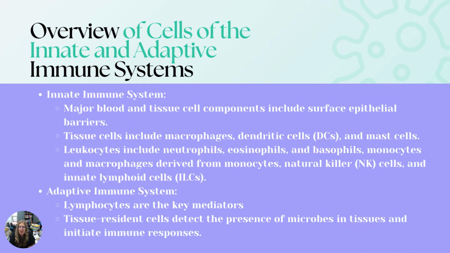So here's where our innate versus adaptive distinction gets a little messier. Our innate immunity is also going to include the physical epithelial barriers, tissue macrophages, dendritic cells, mast cells, granulocytes, monocytes, natural killer cells, and other innate lymphoid cells, whereas adaptive immunity is primarily mediated by the B and T lymphocytes. But again, these groups interact, right?